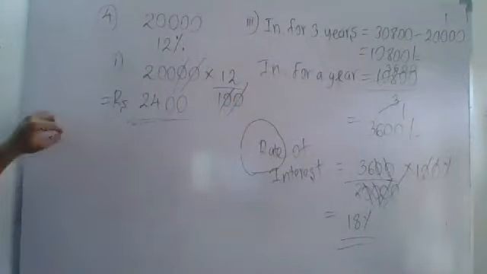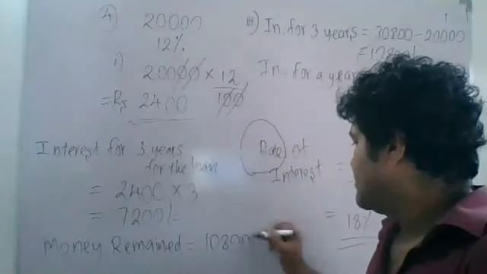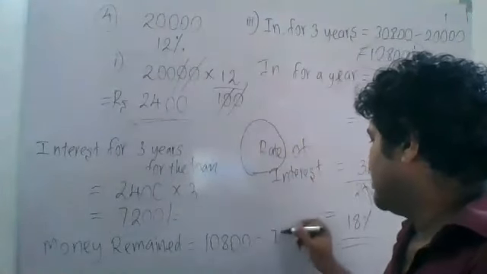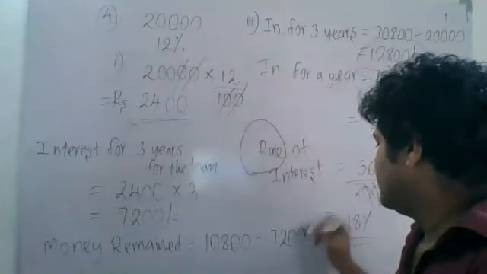From the 10,800 rupees, we have to subtract 7,200. Subtract: 0 from 0 is 0, 0, 2 from 8 is 6, 7 from 10 is 3. 3,600 rupees.